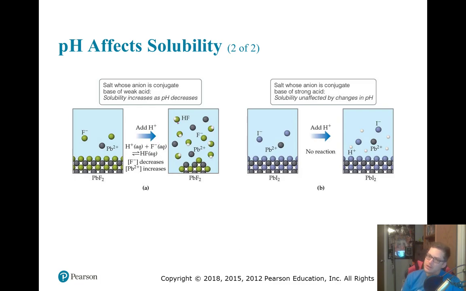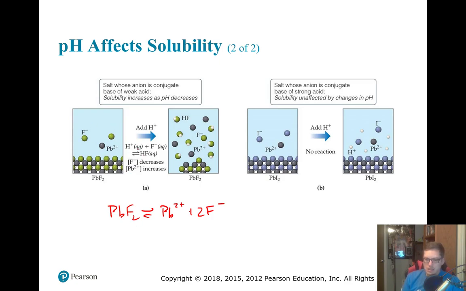So let's see what this would look like here. So if you have, this is lead fluoride. It's insoluble in water, but some of it still dissolves, right? And so lead fluoride would look something like this. We'd have PbF2 in equilibrium with Pb2 plus and 2F minus. And this makes sense, right? We've got 1 lead and 2 fluorines floating out in solution.